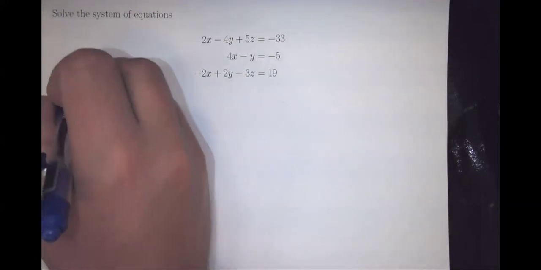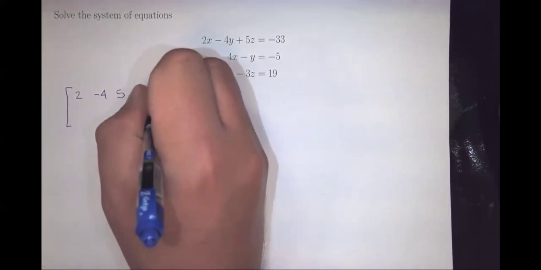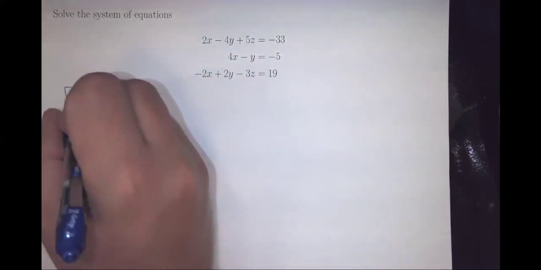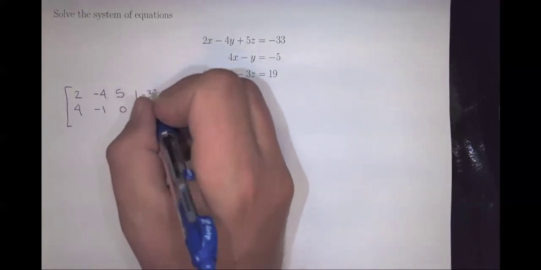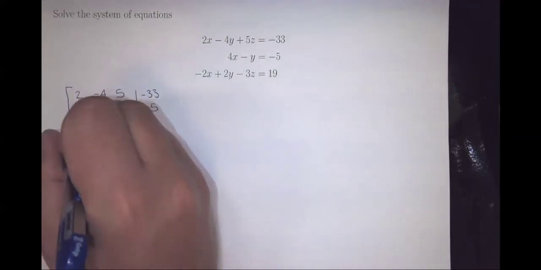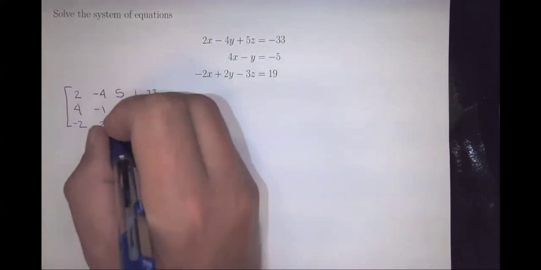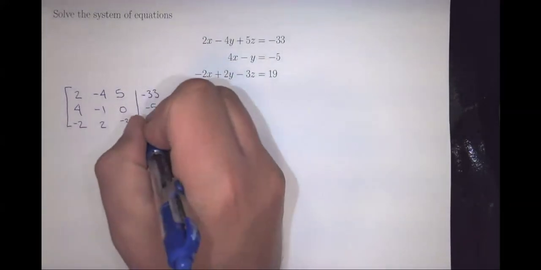It's going to be 2, -4, 5, so -33 on the right. 4, -1, 0, with a -5 on the right. And -2, 2, and -3, with a positive 19, I should say, on the right side.